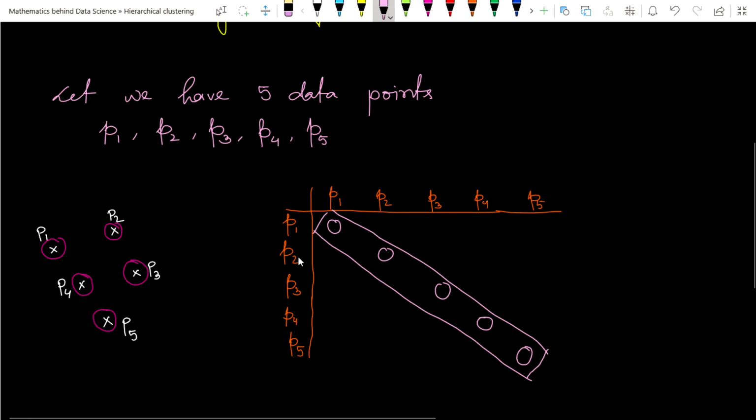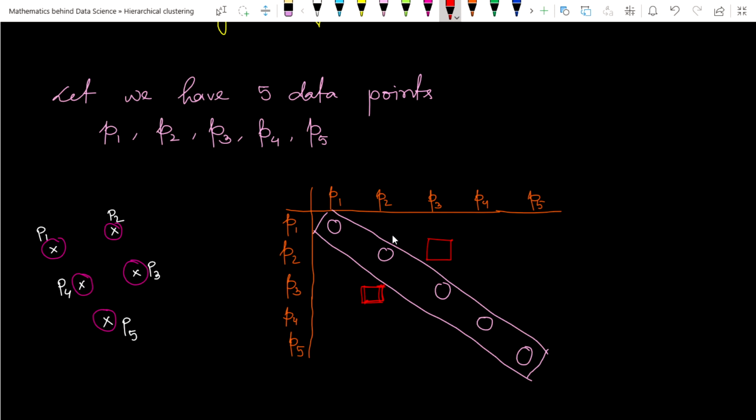Okay, this value P2, P3 means somewhere here, taken in a different color. This value means P2, P3, somewhere here, because it is a symmetric matrix. Symmetric means the upper side and this side have the same value. Okay, this is called a symmetric matrix. These two values are the same, P2, P3 and this value.